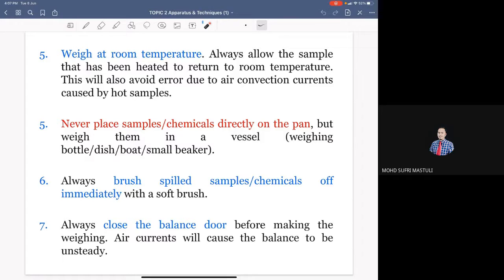Always brush whatever spilled chemical sample off immediately using a soft brush, and then close the balance door before making the weighing. Air currents will cause the balance to be unsteady.